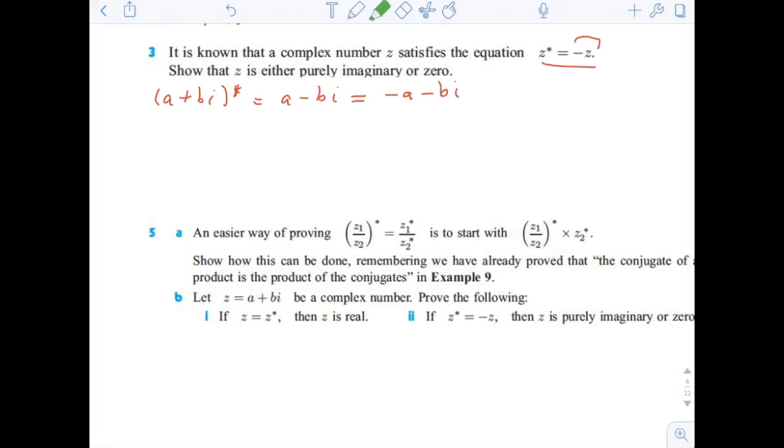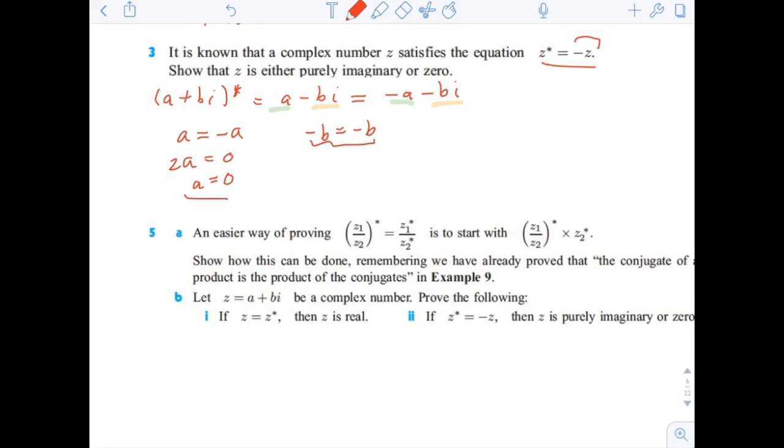Now we know that this is the real part and this is the imaginary part of these complex numbers. Since they're equal, we know that a is equal to negative a, and we know that negative b equals negative b. Well, this is always true, of course, but when is a equal to negative a? Let's see, we'll add a to both sides. We'll get 2a on the left and we'll get 0 on the right. So a is equal to 0.